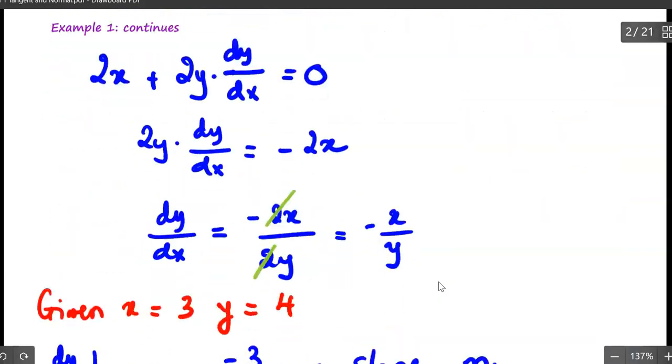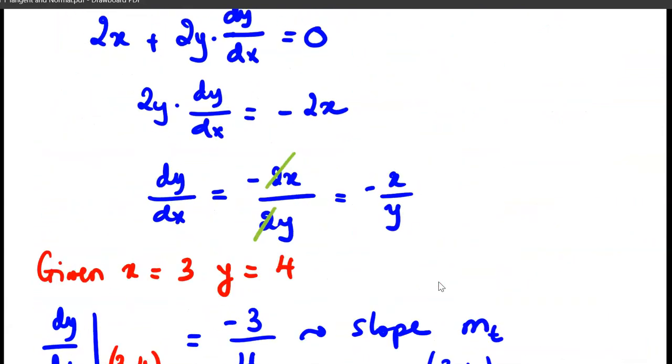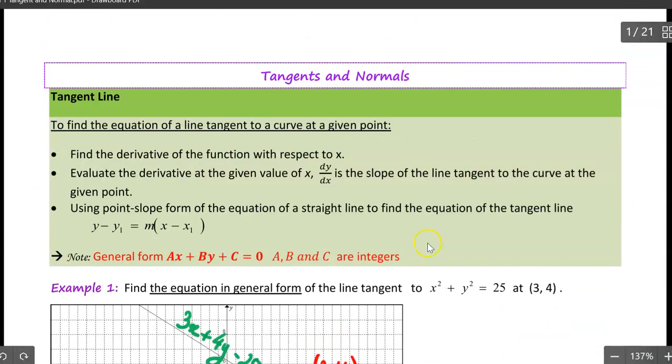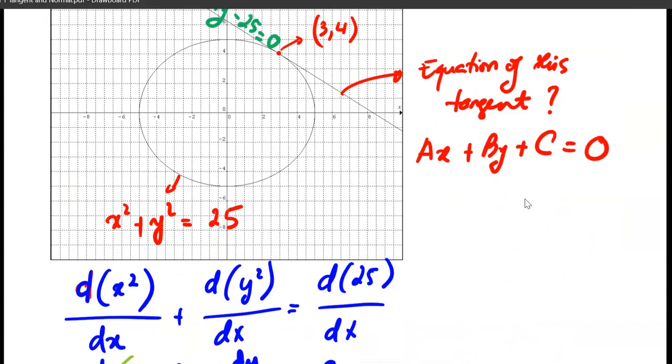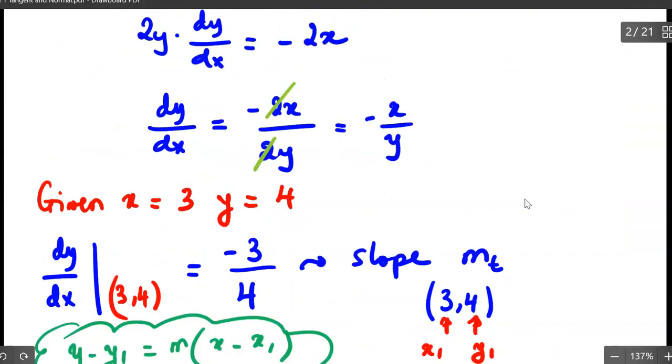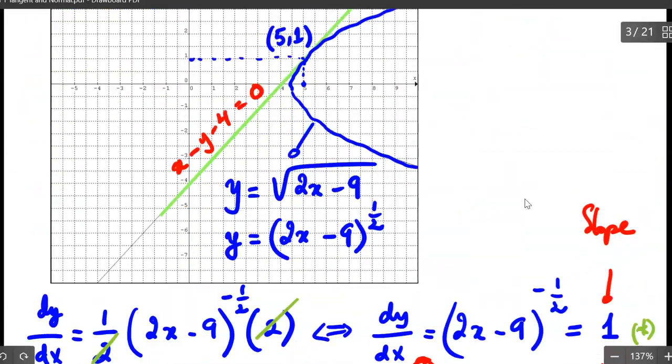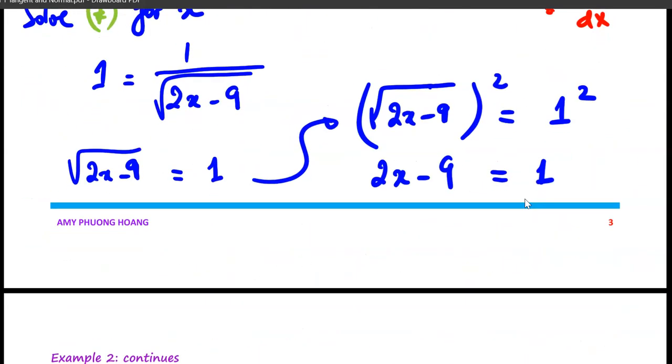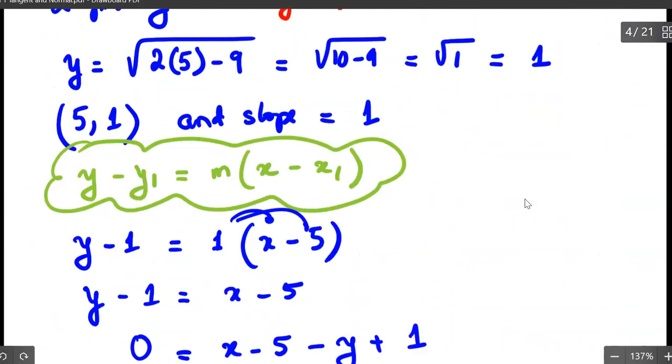I just want to remind everyone that in this lesson, I make it together with the normal as well. For the normal lines, I will do it in the next video. However, it's a good idea that I mention the line normal to a curve right away, and then I will repeat it in the next video.